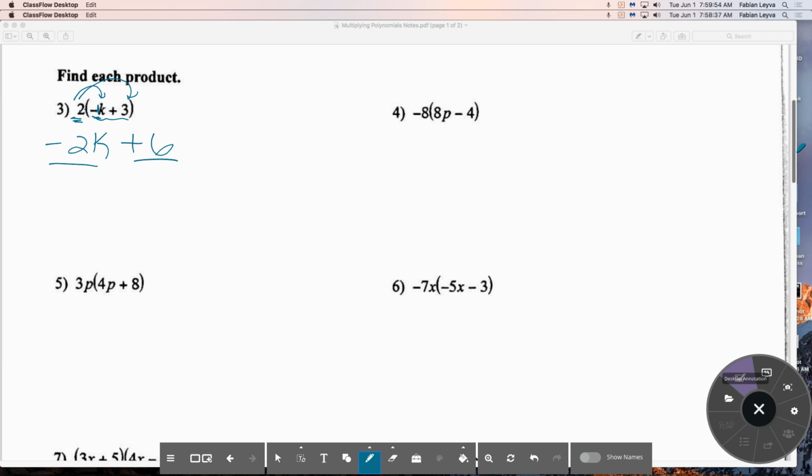So what I want you guys to do is to go ahead and do number 4. I'll explain number 5 and 6 after I go around and make sure that you guys are all good.